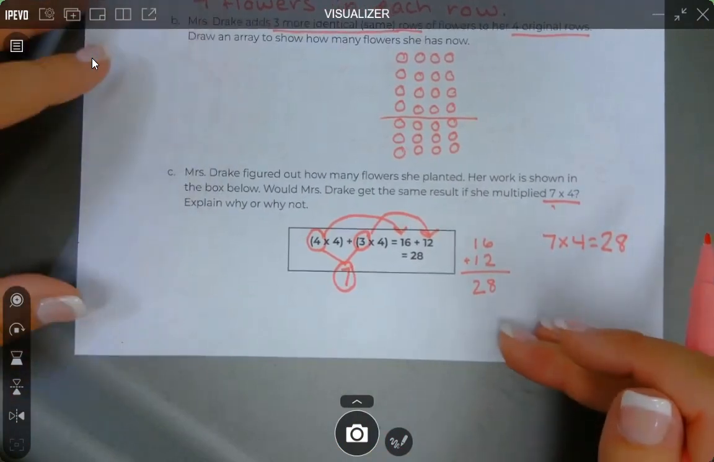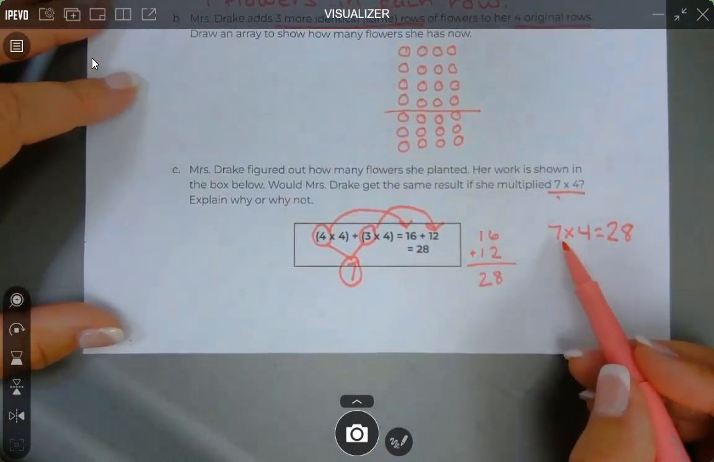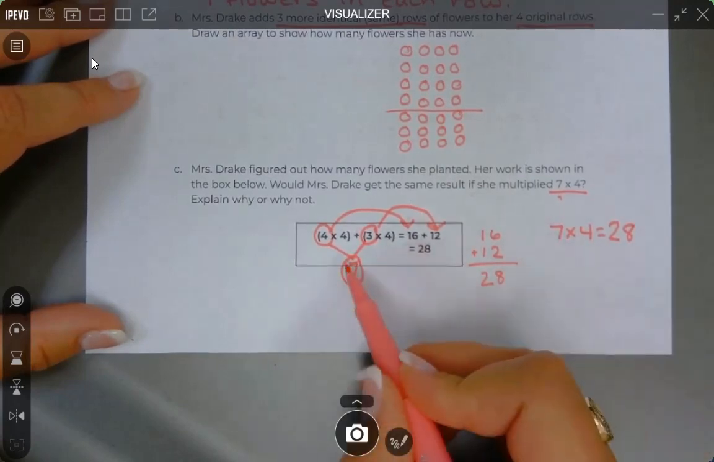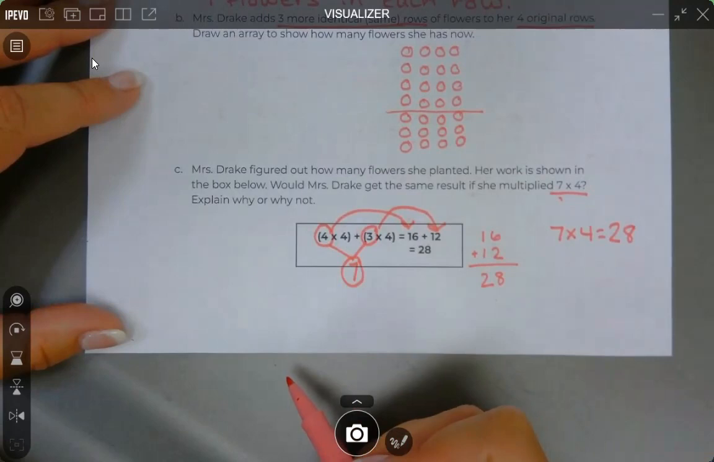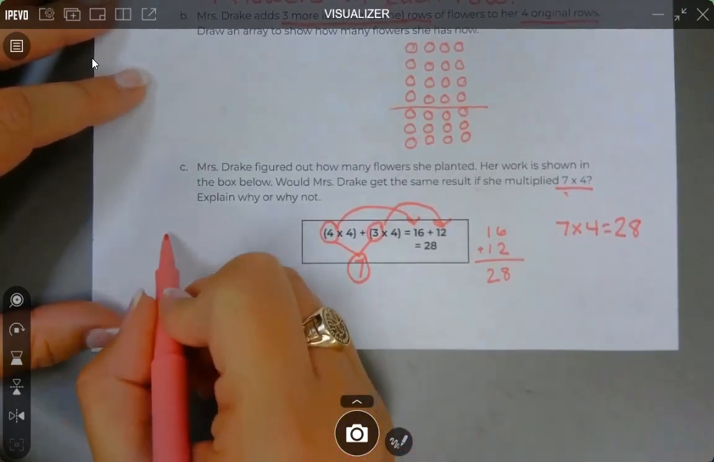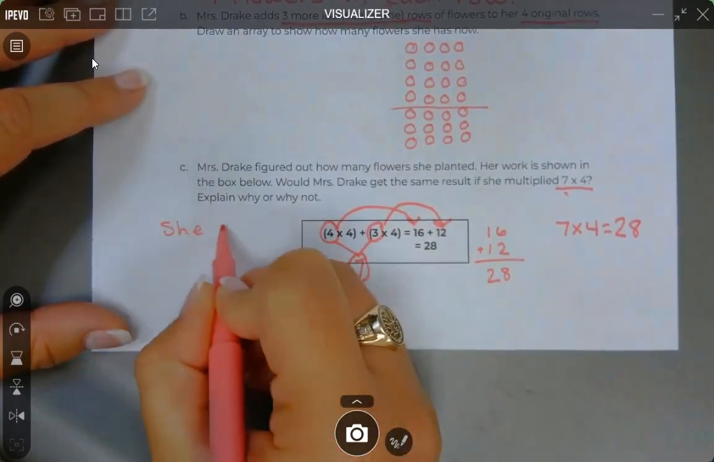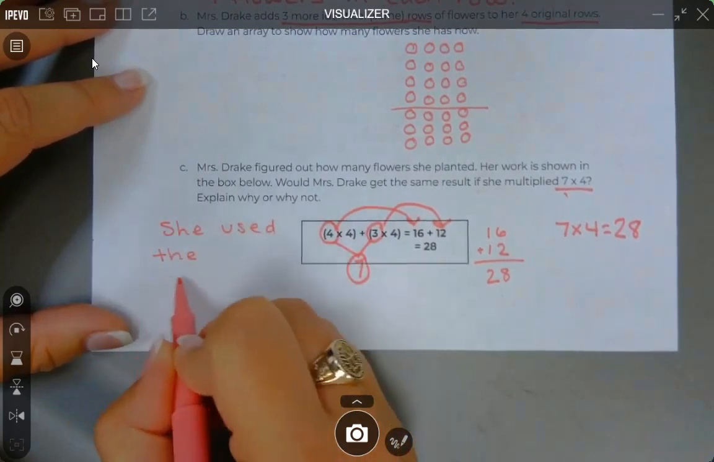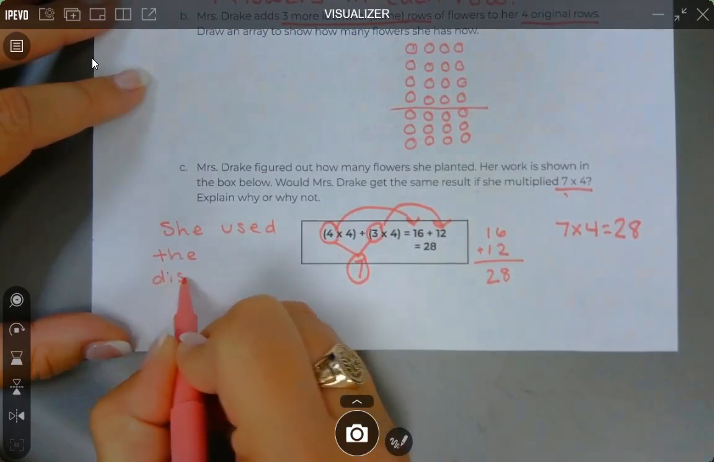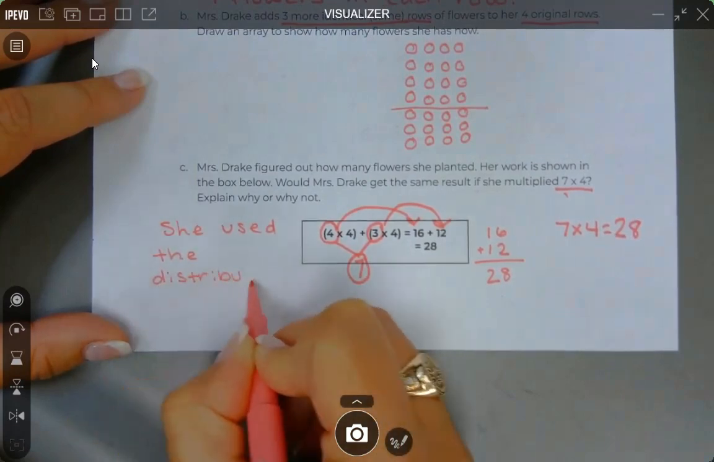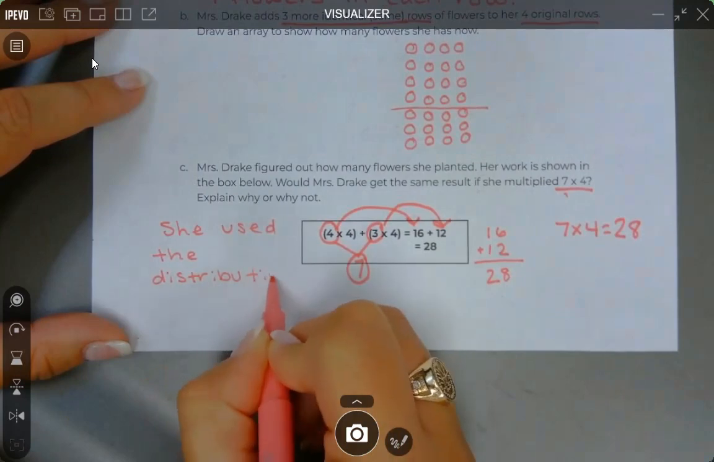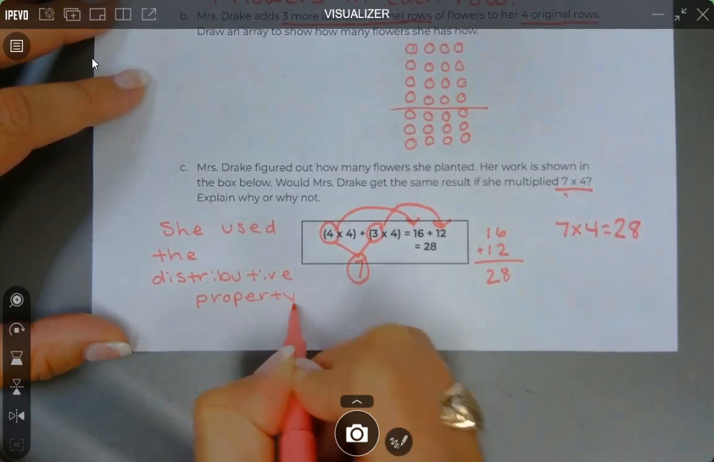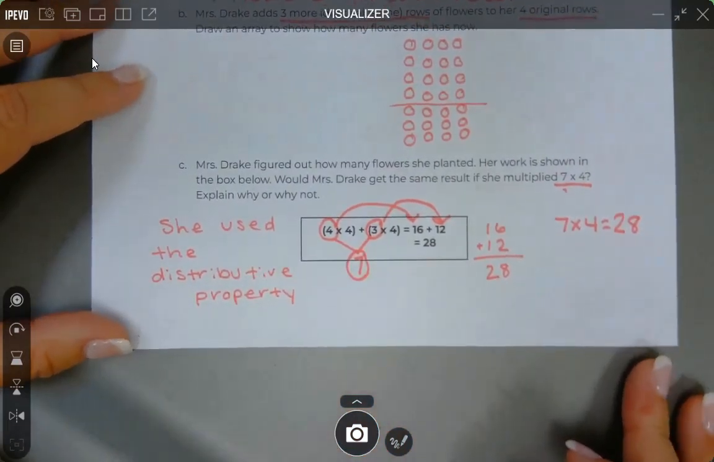She sure did. She got the same answer because she used the distributive property. She broke apart that big factor into 2 smaller factors, 4 and 3. So what do I need to write here? She used the distributive property. She used the distributive property.